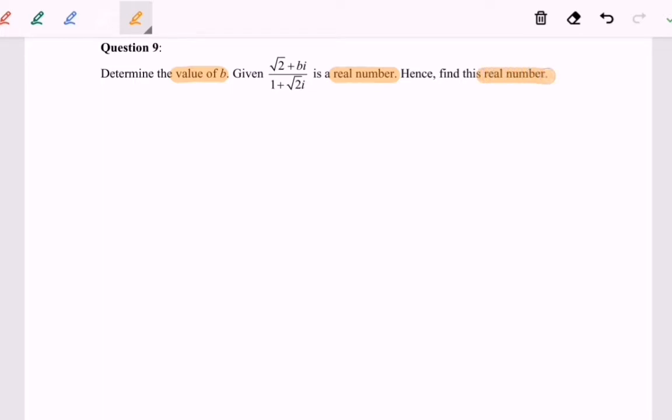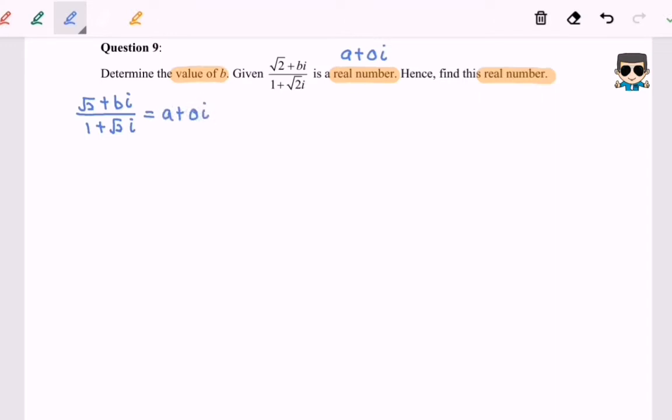So in this question, we have two parts. As we all know, we have (√2 + bi)/(1 + √2i) equals a real number. So in this case, if a complex number is a real number, it will be a + 0i. So it will be equal to a + 0i.